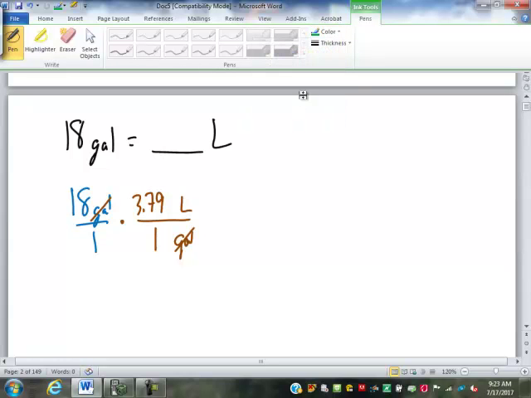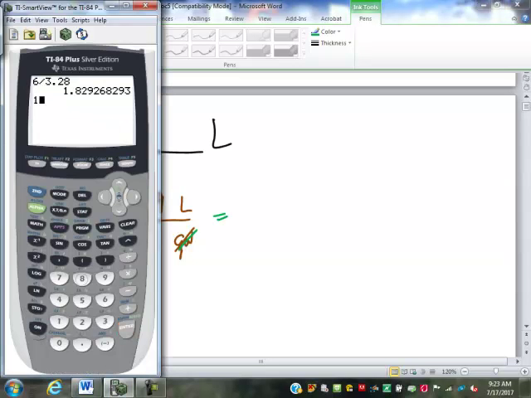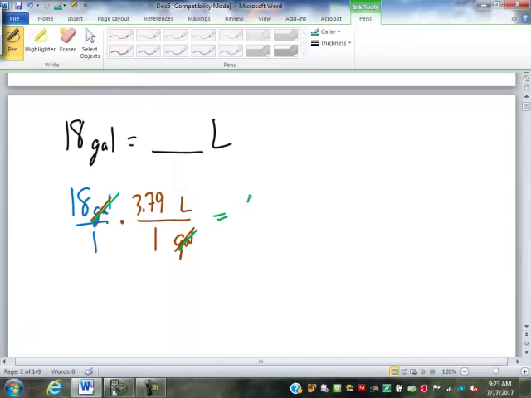That's a rounded conversion factor. The one that I typically have used is 1 gallon is 3.785 liters, but that's close enough. They're keeping all their conversion factors to two or 3 decimal places. So the gallons do cancel out. I have 18 times 3.79 liters is 68.22 liters. On bottom, 1 times 1 is 1, so it's just 68.22.